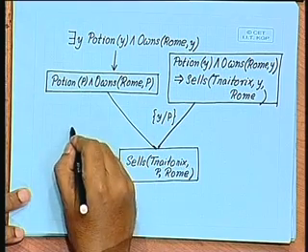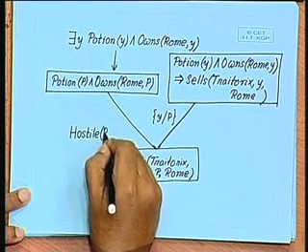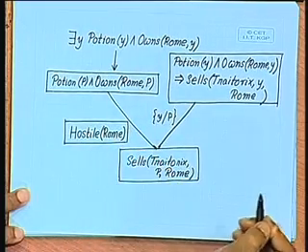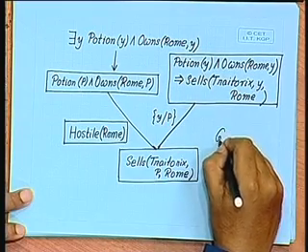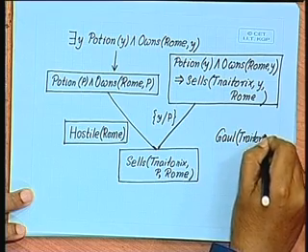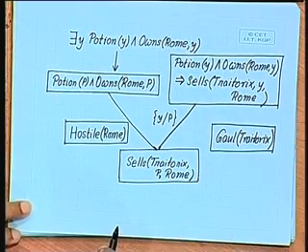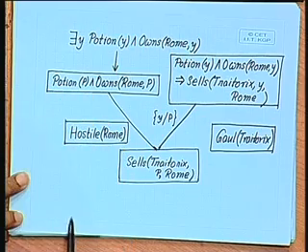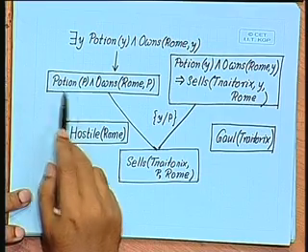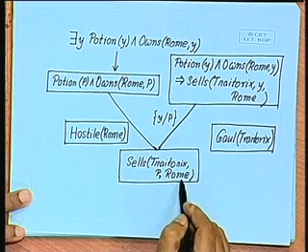And further we are given hostile Rome, and we are also given Gaul traitorix, and from here we have portion P. So, let us see what we have. We have portion P, hostile Rome, Gaul traitorix and cells traitorix P Rome.